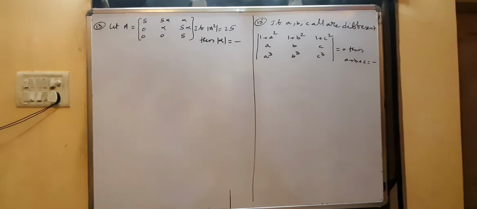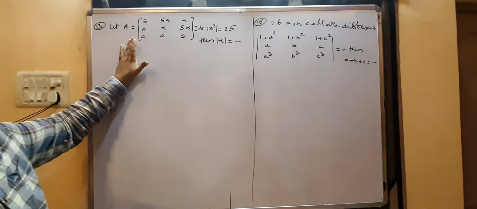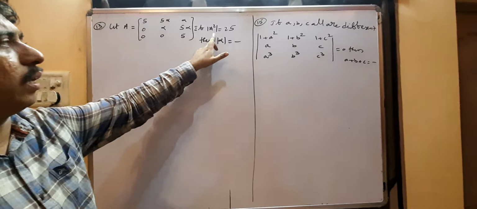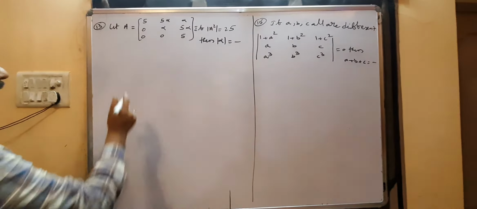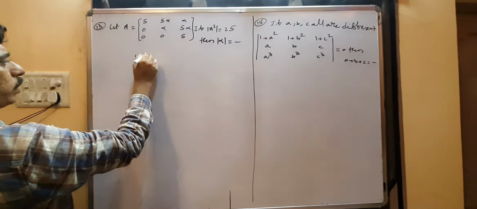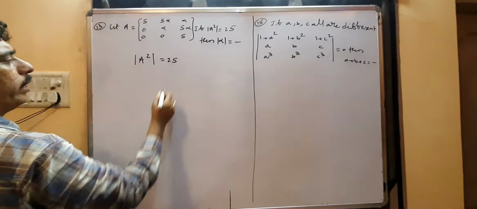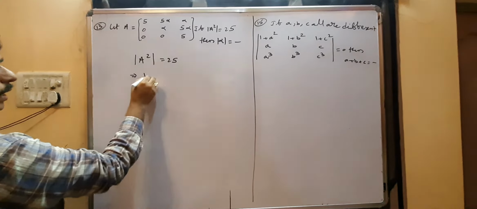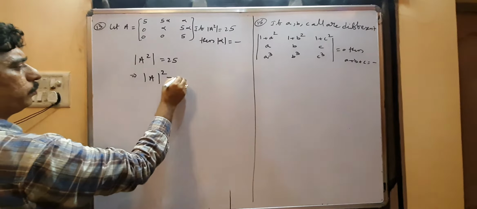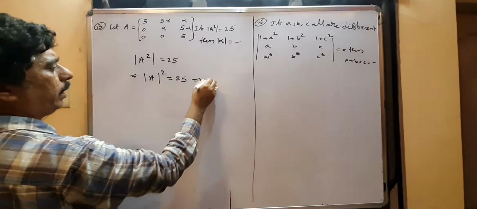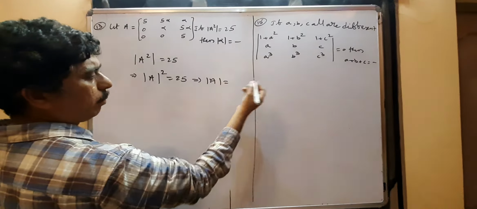Coming to next question. A is a 3 by 3 matrix is given. Delta of A squared equal to 25. The given delta of A squared equal to 25. Delta of A squared means delta A whole squared equal to 25. Obviously delta A equal to either plus or minus 5.